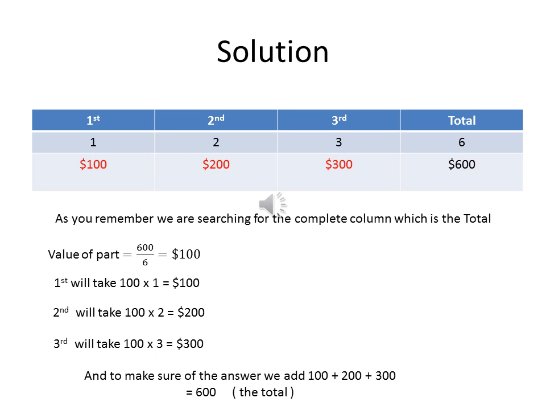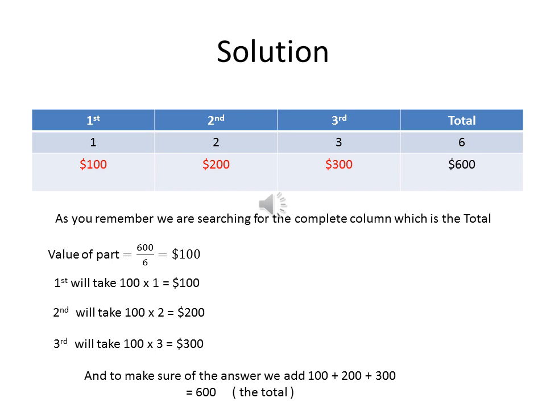So first of all, we have to get the value of part. The value of part, as we remember too, we just make the total money $600 and divide by the total share. 1 plus 2 plus 3 equals 6, so we are just dividing by 6. So we will get the value of part equals $100.